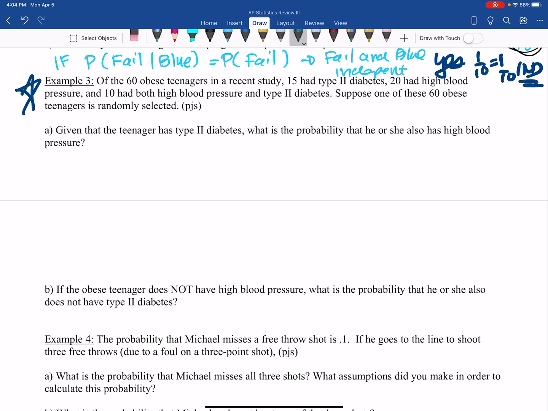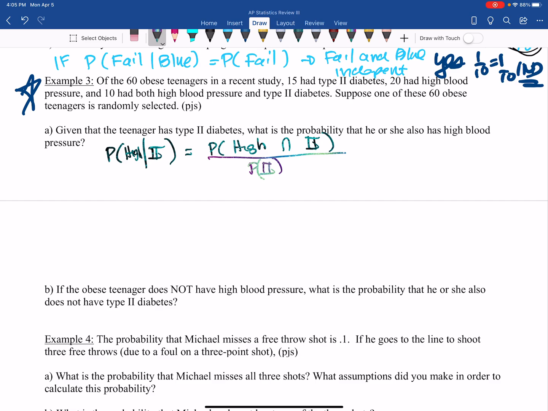All right, so the first thing we're trying to find is, given that the teenager has type 2 diabetes, what's the probability that he also has high blood pressure? So we have high blood pressure given type 2. Okay? So I'm going to try to find the probability of high blood pressure and type 2 over the probability of type 2.